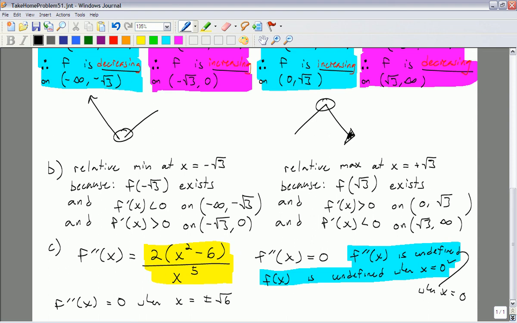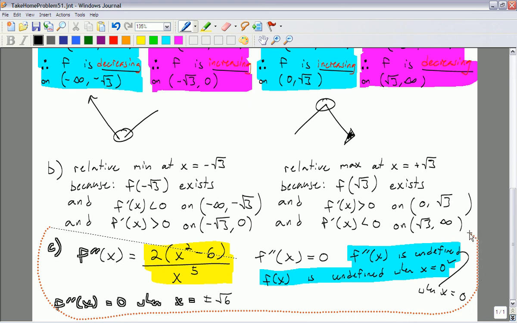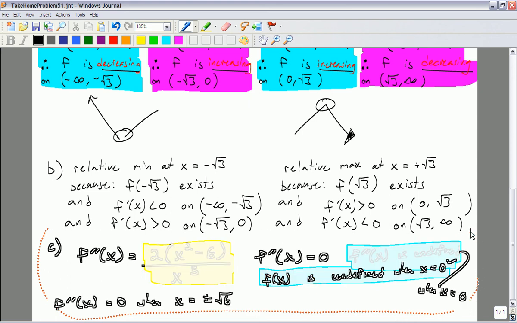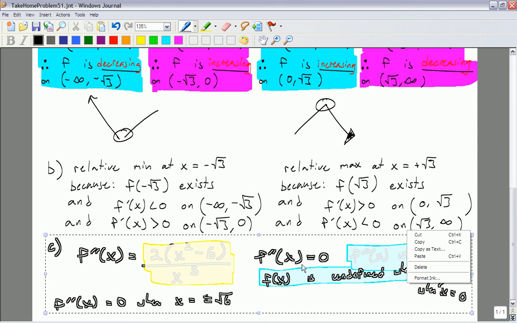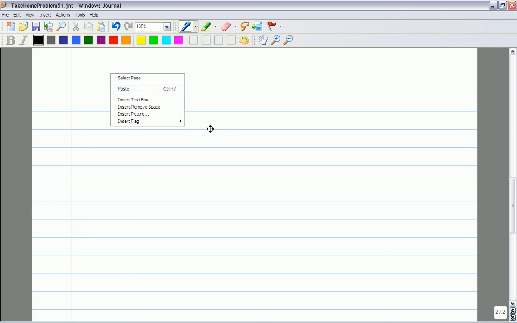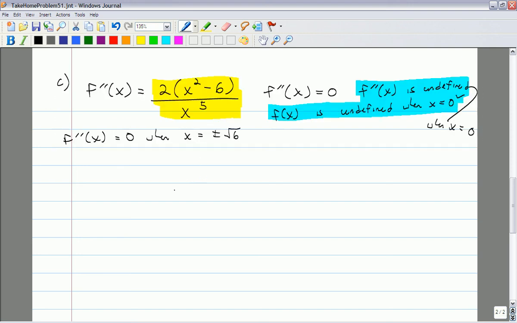So now we've got to write out our intervals, and then test some stuff. So I need a new page here. Okay, let's see if this will cooperate. I'm going to copy that because we're running out of room. And let's put it on the next page. Okay, so there we go. So our intervals. You've got negative infinity to negative root 6. We're going to have negative root 6 to 0, where your function's undefined. You'll have 0 to root 6, and you'll have root 6 to infinity.